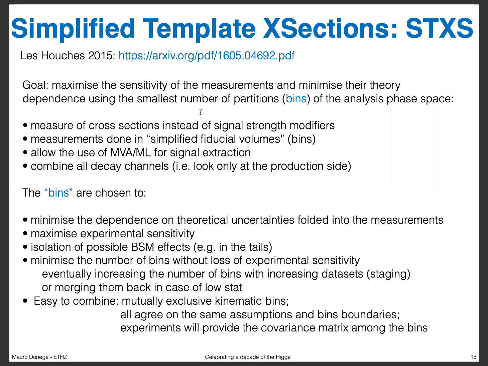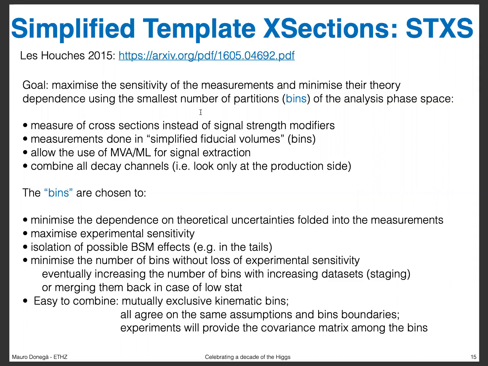So what we do is we measure cross-sections instead of signal strength modifier. The measurement is done in simplified fiducial volumes. This is what we call bins. We allow for the use of multivariate analysis or machine learning tools to extract the signal. And then in the end, we combine all decay channels. So essentially, we don't look at the decay side of the process. We only look at the production.